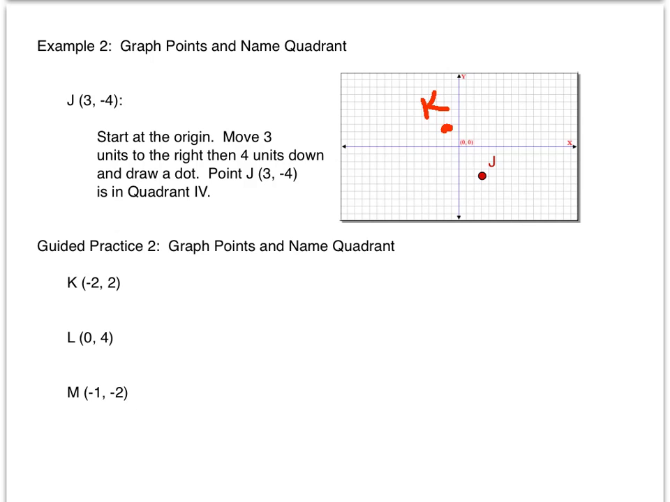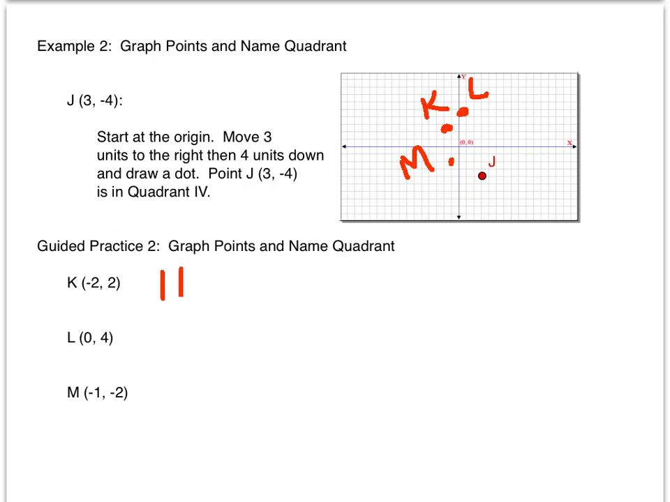And that's our K. For L, we're going to start at the origin. The x is 0, so we'll stay on the origin, and then move up 4 for L. For M, the x is negative 1, so start at the origin, go to the left 1. And the y is negative 2, so we'll go down 2. And that's our M. So we have them graphed, but we need to look at the quadrant they're located in.